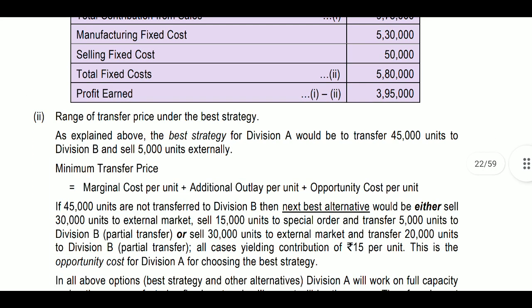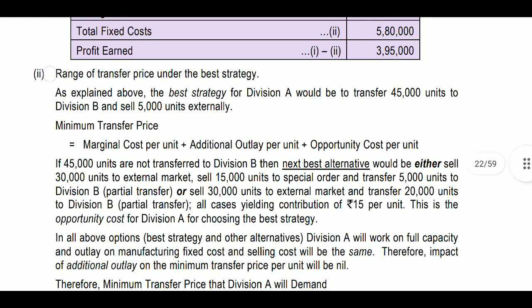Here the range will be calculated. That range of transfer price would be the best strategy. As explained above, the best strategy for division A would be to transfer 45,000 units to division B and sell 5,000 units externally. Minimum transfer price will be marginal cost per unit plus additional outlay per unit plus opportunity cost. If 45,000 units are not transferred to division B, then the next best alternative would be either to sell 30,000 units in the external market or sell 15,000 to a special order. In that case, the contribution was the same, so we take the opportunity cost for division A, choosing the best strategy.